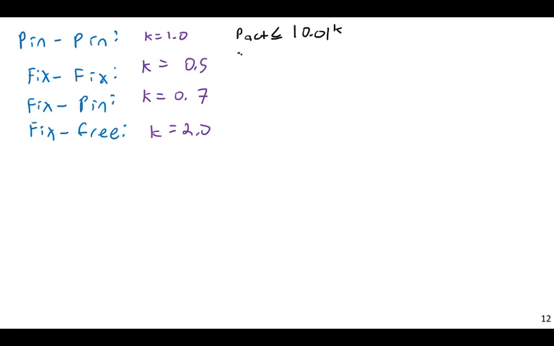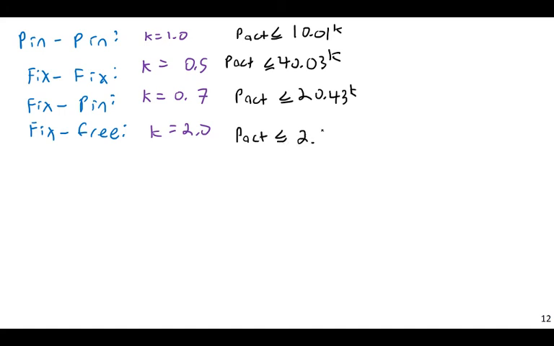Here we'll find that P actual must be less than or equal to 40.03 kips. Here we'll find P actual is less than or equal to 20.43 kips. And finally, for the fixed-free flagpole, if you're insane enough to build one, you will be very displeased to find that this can barely hold anything at 2.50 kips. So don't build that one. Don't build a flagpole and then try to use it as a column.